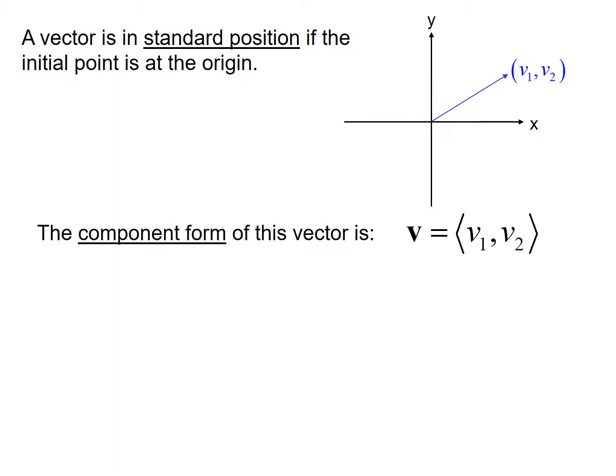Our component form, this is how we typically write a vector. We use these angled brackets, which are called chevrons, to indicate that we're talking about a vector. So the vector v has coordinates of the endpoint of v sub 1 and v sub 2, starting at the origin.